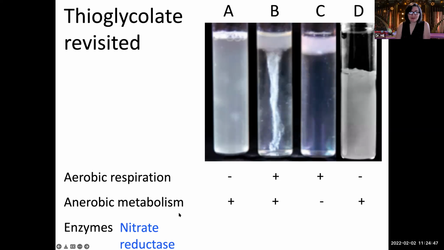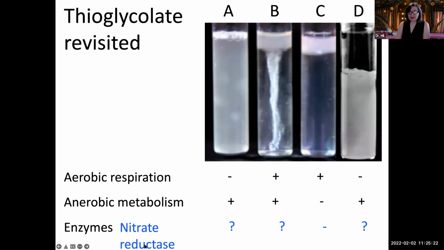Okay, nitrate reductase, part of anaerobic respiration. We know for sure who does not have it. Who can we be sure does not have it? That's right. We can be sure that C does not have it. We can guess that maybe A, B, and D could have it, but we can't be sure. So this is one of many forms of anaerobic respiration.